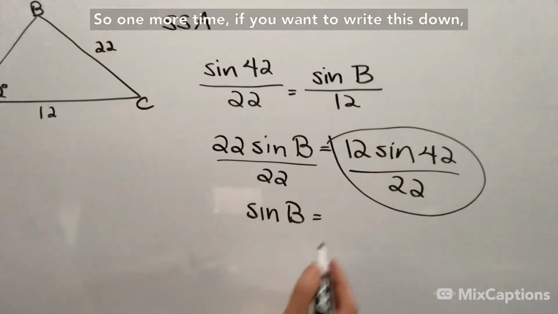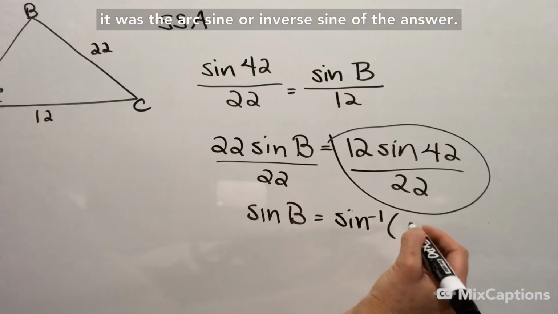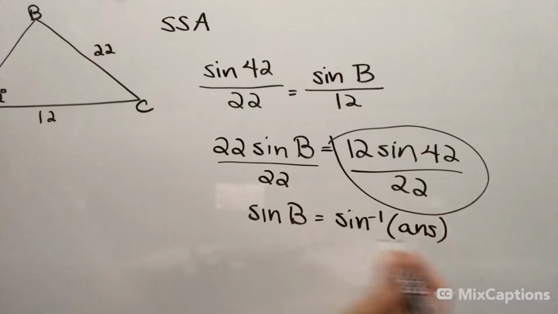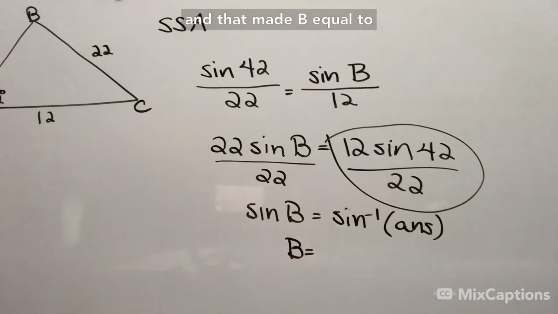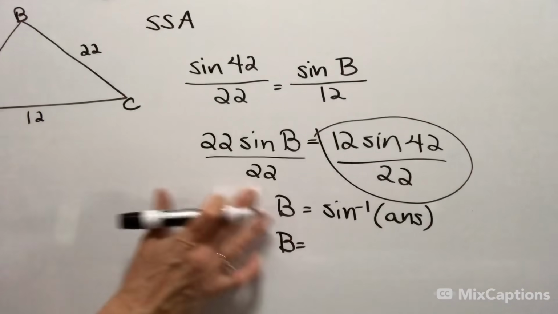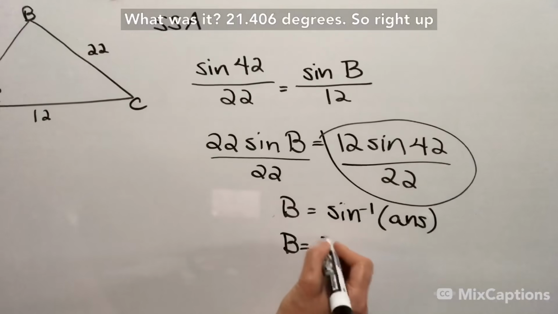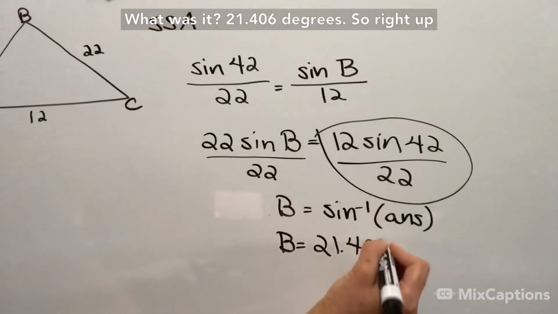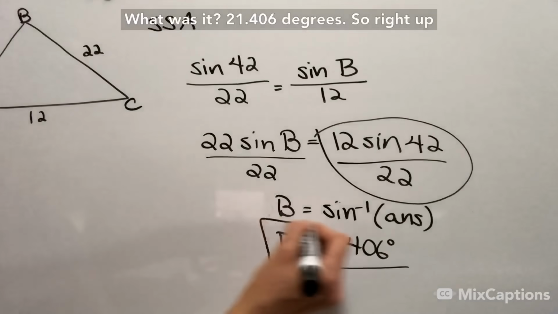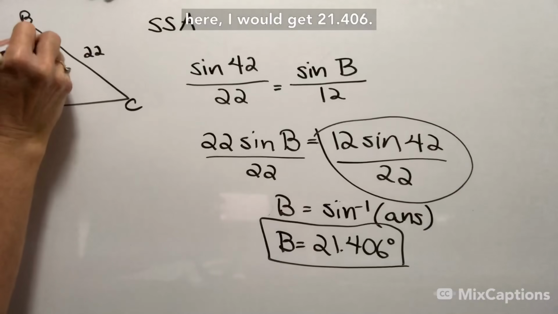So one more time if you want to write this down. It was the arc sine or inverse sine of the answer, and that made B equal to 21.406 degrees. So right up here I would get 21.406.